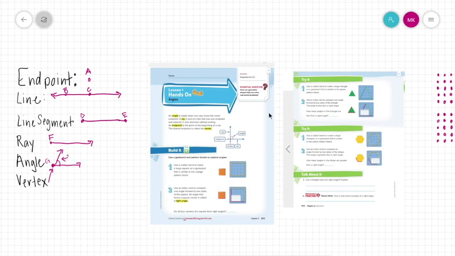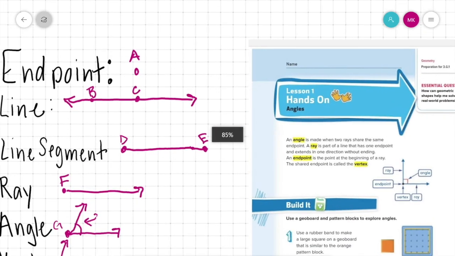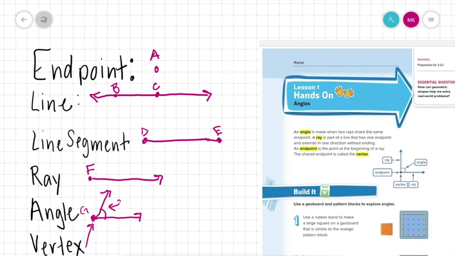Going to start our geometry chapter. Some things that I want to go over before is over here on this side. The first thing is an endpoint. An endpoint is just a point, and we always label it with a letter. So for my example, we have endpoint A.